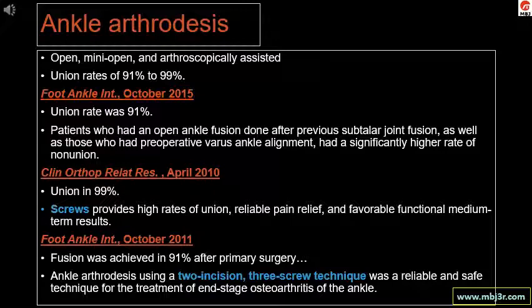There was another study published in CORR 2010. In that, union occurred in 93 of 94 patients. That means 99% success. Ankle arthrodesis with screws provides a high union rate, reliable pain relief, and favorable functional medium-term results according to this study. Fusion was achieved in 91% after primary surgery. Ankle arthrodesis using a 2 incision 3 screw technique was a reliable and safe technique for the treatment of end stage osteoarthritis of the ankle. This was published in Foot and Ankle Journal 2011.